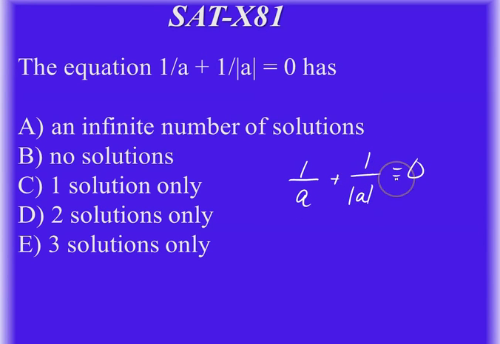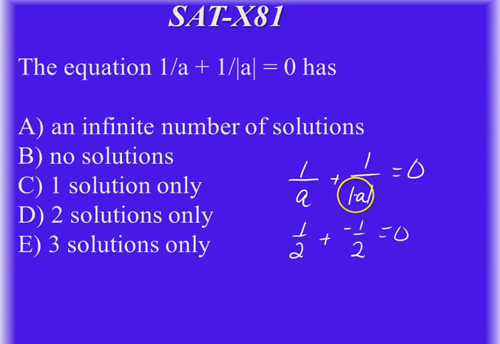Well, if you're adding two fractions and they have the same numerator and they equal 0, that means the two fractions would have to have opposite signs. For example, 1/2 plus negative 1/2, that's going to equal 0. So if the two fractions are the same except for their signs, their sum will equal 0. So the object here is to figure out how many values of a there are that'll make that true.